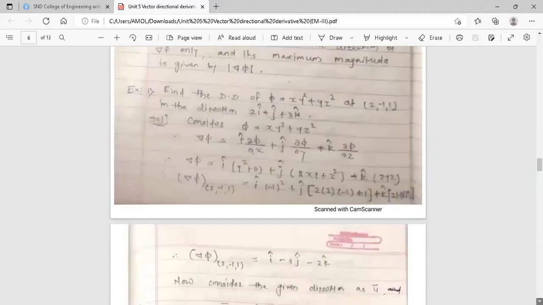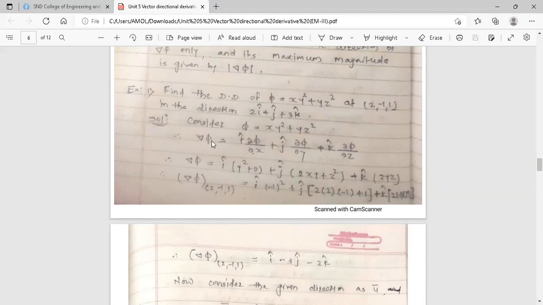Now the examples. Find the directional derivative of phi is equal to xy square plus yz square at 2, minus 1, 1 in the direction 2i cap plus j cap plus 3k cap. So how to find the directional derivative of the scalar point function phi at 2, minus 1, 1 in the direction of 2i plus j plus 3k? Consider here phi is equal to xy square plus yz square, it is a given thing.